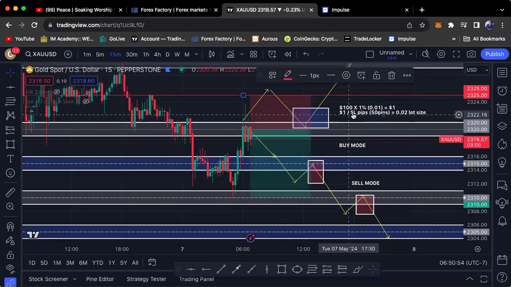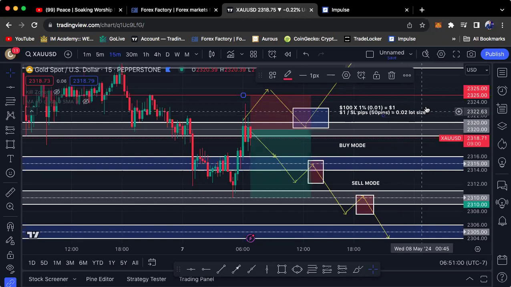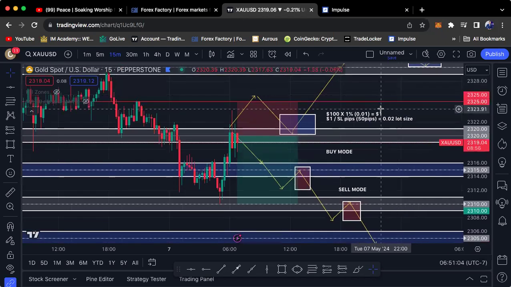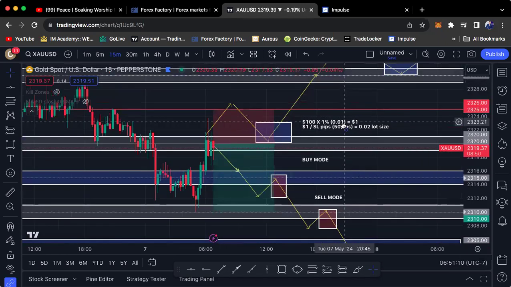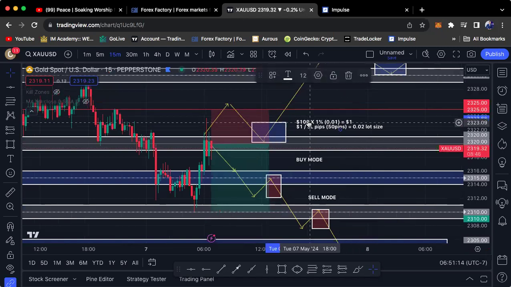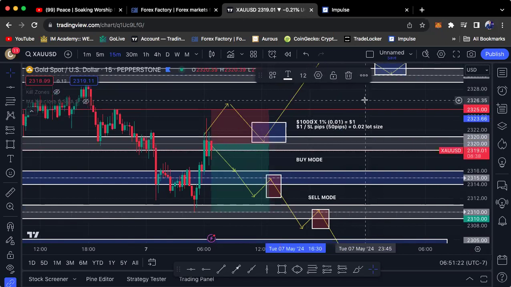Then take the dollar risk, divide by your stop loss in pips, and it gives you your lot size. Does that make sense? And you can do this for any account balance. So let's say, for example, you have an account balance of $1,000, right? 1,000.